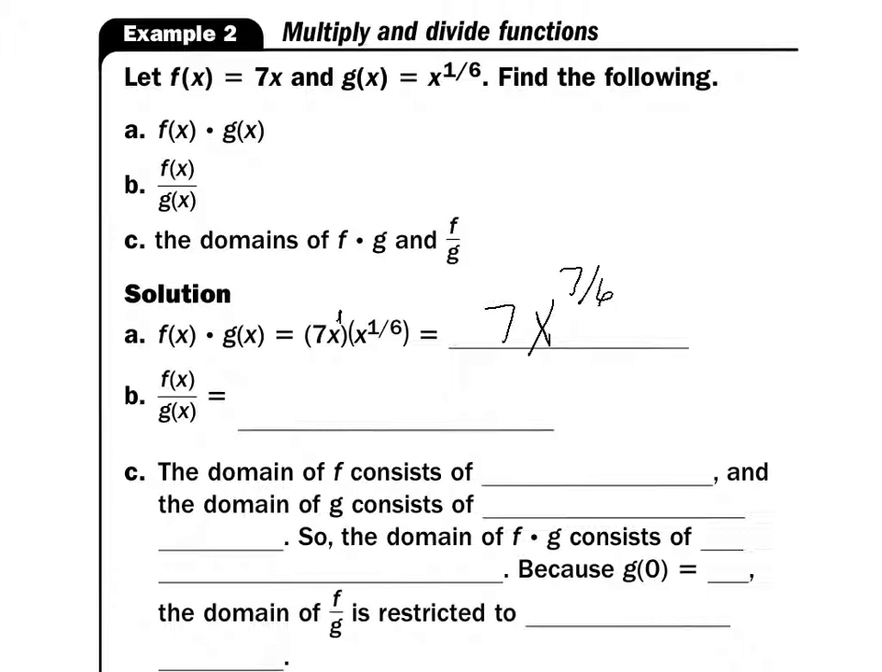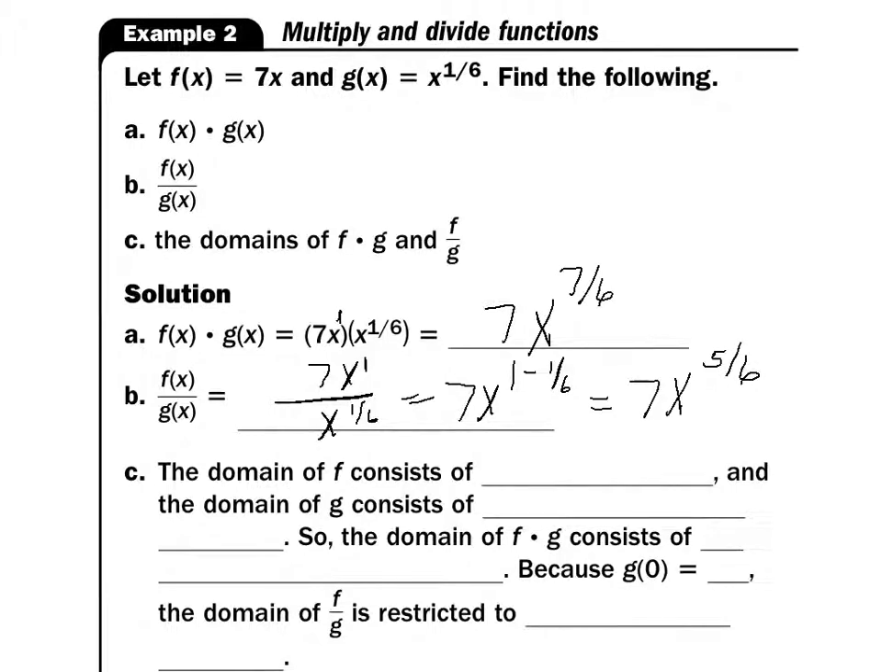And then we're going to divide them. So 7x over x to the 1/6. Well, you don't really want to leave a 1/6, a fraction, on the bottom. So let's go ahead and subtract the exponents. Put our 1 up here again. So that'd be 7x to the 1 minus 1/6. And that'll equal 7 times x to the 5/6.